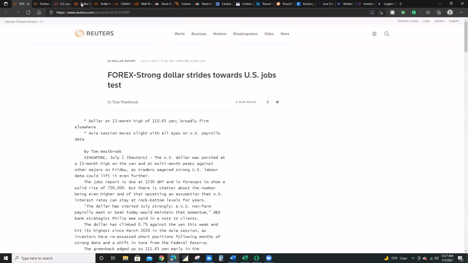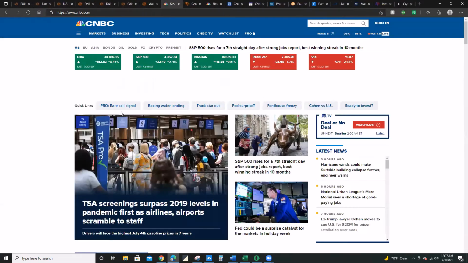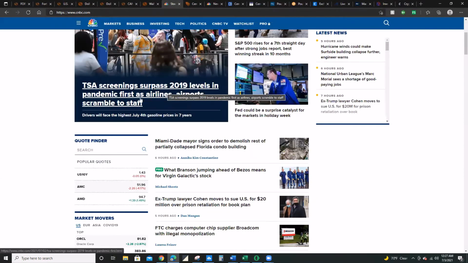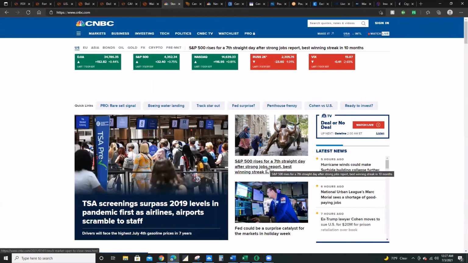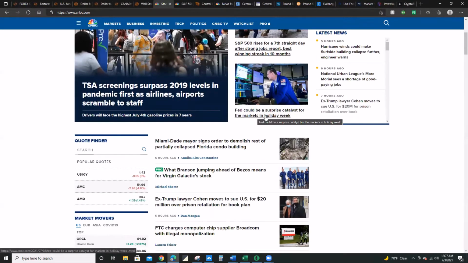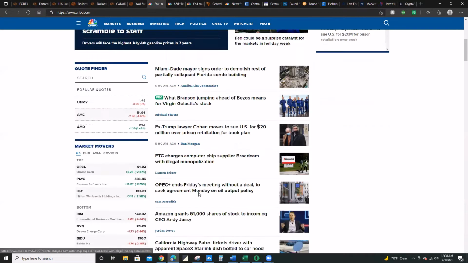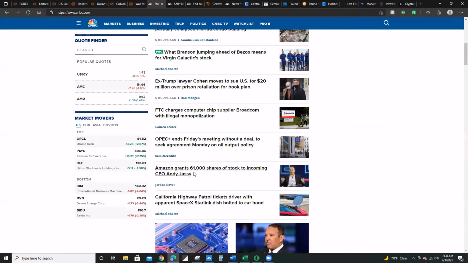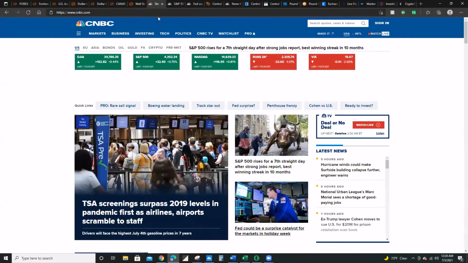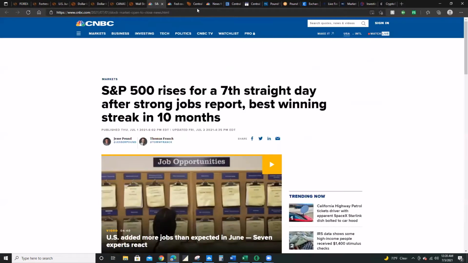You can see all of these articles by their symbols. I'm going to go to the CNBC. TSA screen. S&P rises. So there's a market article. Fed could be a surprise. Okay, I mean, they're saying something may happen over the weekend. Okay. Miami-Dade. See, none of these, I'm just looking at the front page. I'm not going through searching. I mean, the best stories are going to be on the front page. Only got 2 from there.